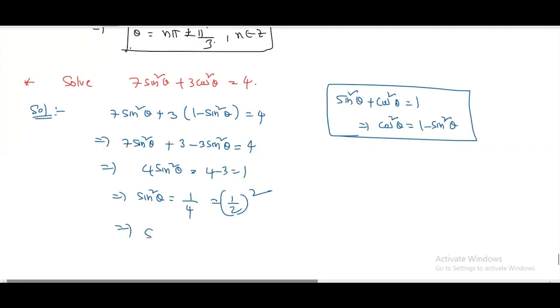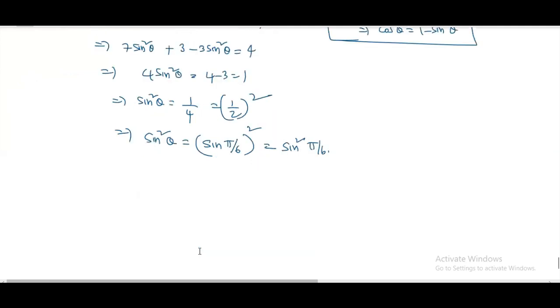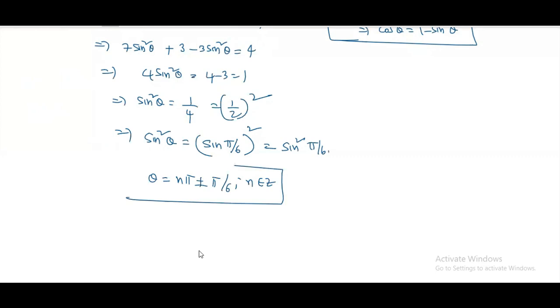So sin square theta is equal to sine of pi by 6, which is 30 degrees, whole square. So that is equal to sin square pi by 6. So from here we can write theta is equal to n pi plus or minus pi by 6, where n belongs to Z. So this is the way how we can solve problems like this.